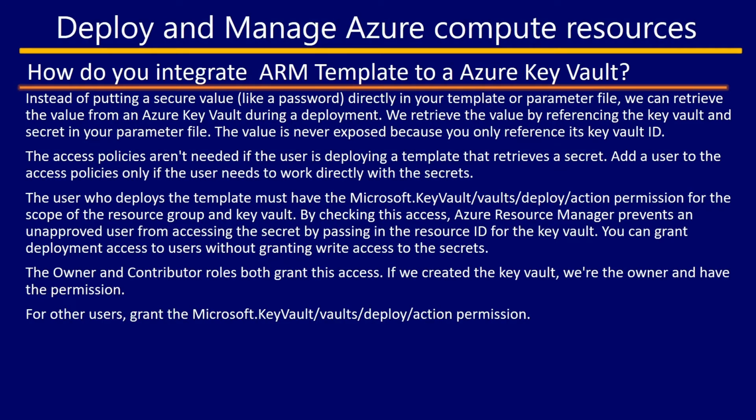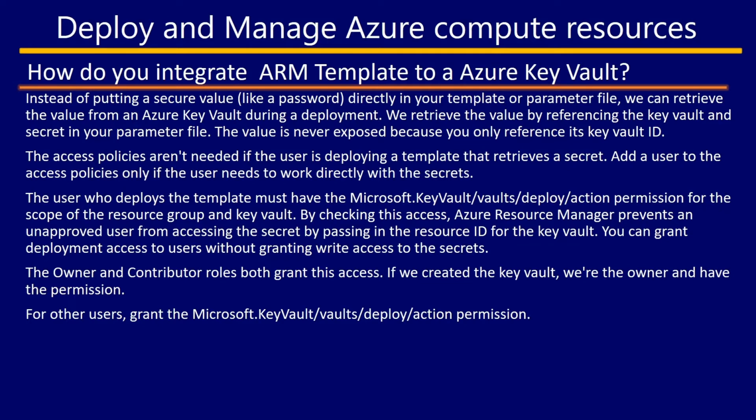The next question is from Deploy and Manage Azure Compute Resources. The question is, how do you integrate an ARM template with Azure Key Vault? Instead of putting a secure value like a password directly in your template or parameter file, we can retrieve the value from an Azure Key Vault during a deployment. We retrieve the value by referencing the Key Vault and secret in your parameter file. The value is never exposed because you only reference its Key Vault ID.